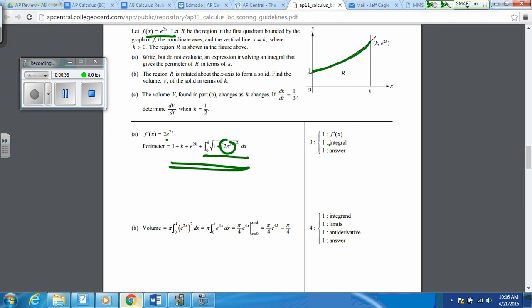The scoring for this was 4, actually. 1 point for having the right integrand here. 1 point for having the limits 0 to k. 1 point for having the correct antiderivative of e to the 4x. You're in a generous mood today. And 1 point for your final answer, which here they expressed in multiplied out form, but also you could have left it in factored form as I did.